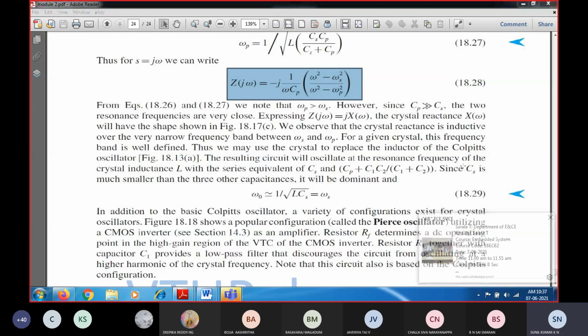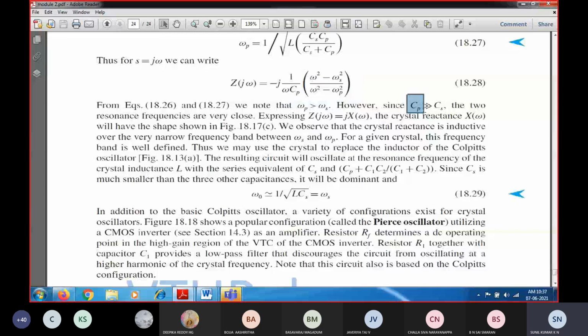Since Cp is greater than Cs, you know that Cp, the shunt capacitance that occurs between the two metal electrode plates, will always be very much larger. The capacitance exhibited by the shunt capacitance is very much greater when compared to the motional capacitance connected in series, Cs. So the two resonance frequencies are very close, since Cp is very much greater than Cs.